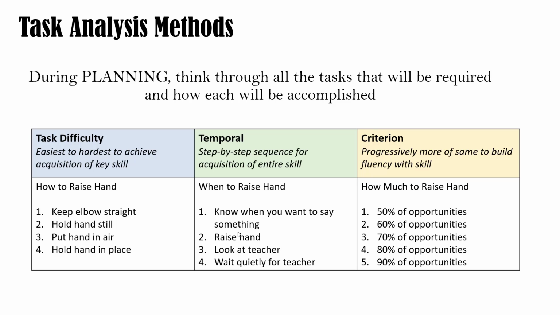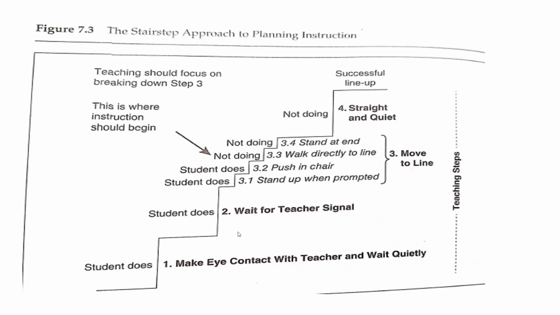So I'll give you guys an example of each of those. And then you can figure out where your instruction begins as where the child is in your task analysis. So if you look at this picture, here are your teaching steps. So the first step is to make eye contact with the teacher and wait quietly. Wait for teacher's signal. So this is lining up. Move to the line and be straight. Line up straight and quietly. So that's kind of your task analysis.